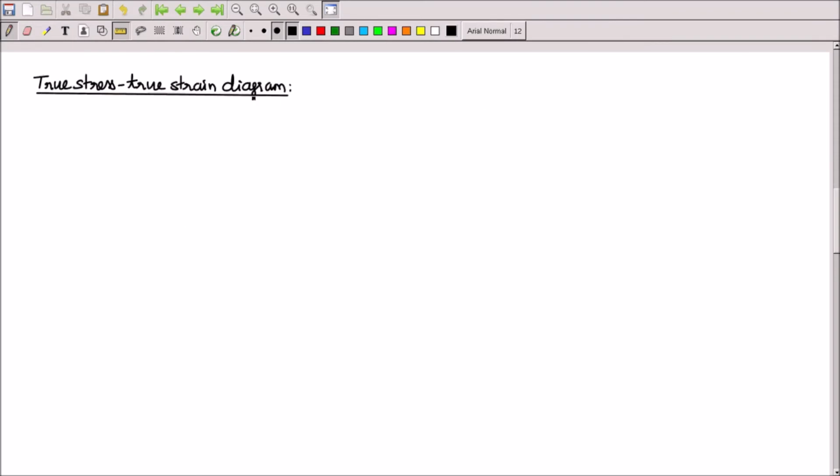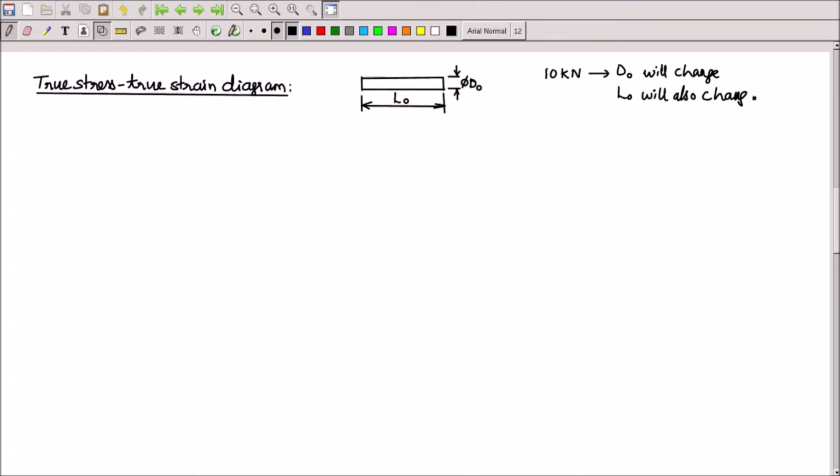True stress strain diagram. Say the specimen diameter you have taken as D0 and the length as L0 for a tension test. When you load this specimen, let us say at 10 kilonewton, the diameter D0 is changed and length also will be changed. Next, when you increase it to 20 kilonewton, if you want to calculate the stress now, you have to take the changed diameter, or strain should be calculated based on the changed length. So at every load increase, the dimension of the specimen is changing dynamically. But in the previous case, we calculated sigma as P by A and epsilon as dl by L.